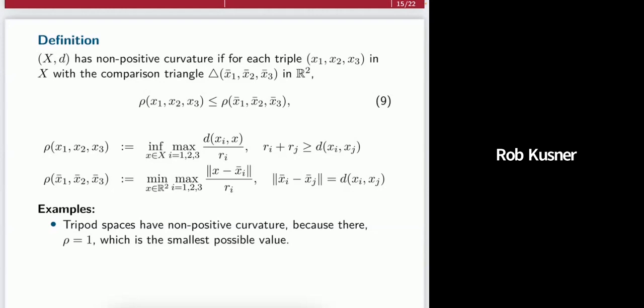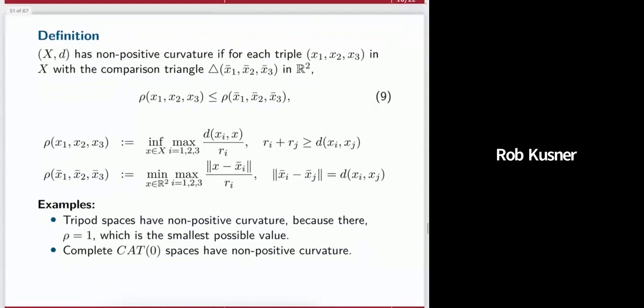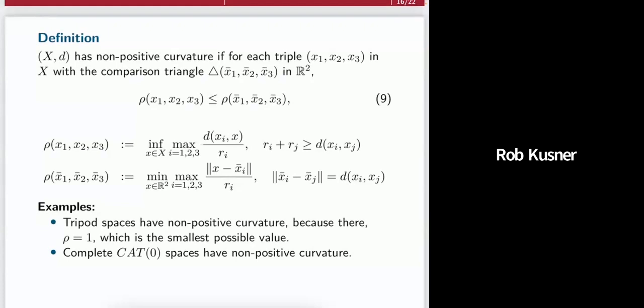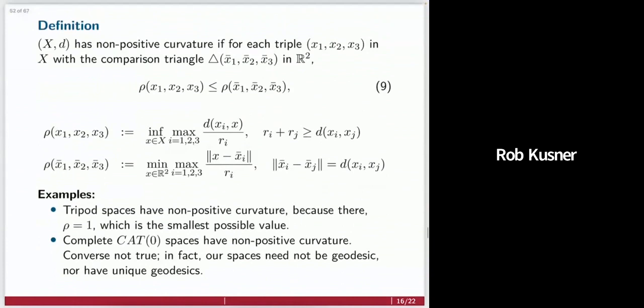So good. And also complete CAT(0) spaces, that is Alexandrov spaces of non-positive curvature, have non-positive curvature in our sense. But the converse is not true, because our spaces can be much, much more general. They need not be geodesic, and they don't need to have unique geodesics. For example, in L infinity spaces, geodesics are not unique, but still you have the tripod condition.